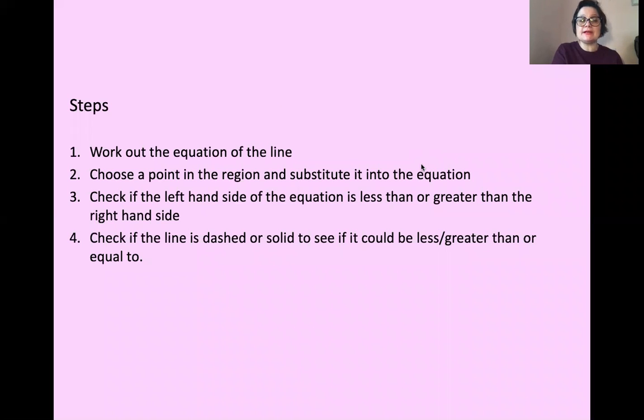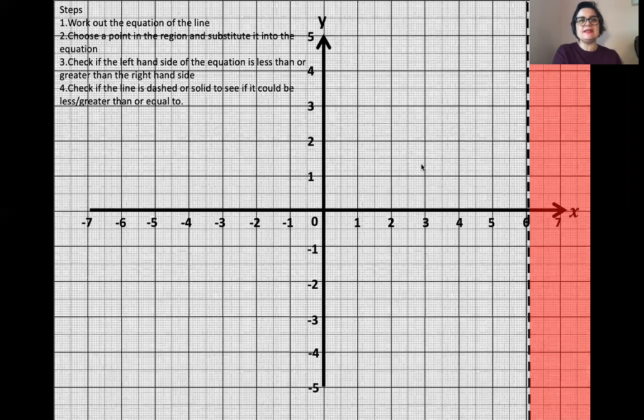So here I prepared the steps for you to follow when you do your independent work. And this is example number 1. If you look at the shaded area, the shaded and the unshaded area are being divided by a dotted line. Dotted line means we deal with an inequality that is either bigger than or smaller than. So it's not a solid line. Okay, and then it's on the 6.